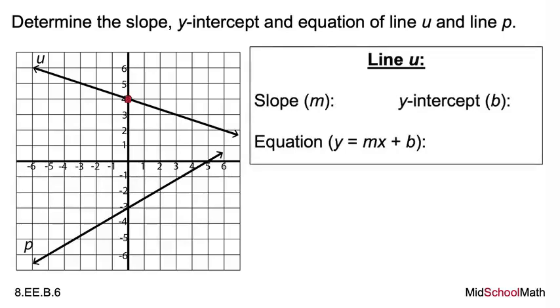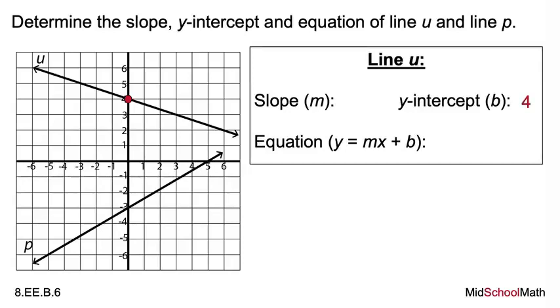For the y-intercept, we look for where the graphed line crosses the y-axis. The line crosses the y-axis at (0, 4). So the y-intercept is positive 4.